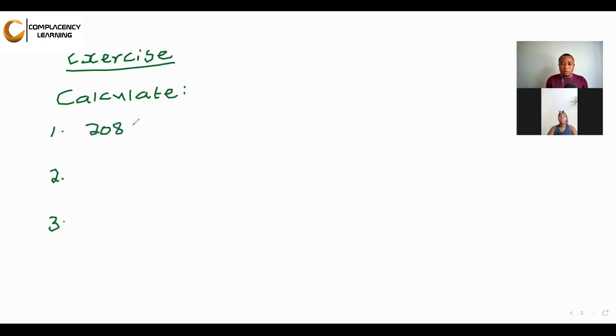Right, so for the first one, I'm gonna say 208 multiplied by 8. Right, the second one, I'm gonna say 543 multiplied by 543. I think I already gave it to you. So let's make it more interesting. Let's say maybe 545. Let me just write my 4 properly. Right, there you go. 545. You can start with the first one, okay?